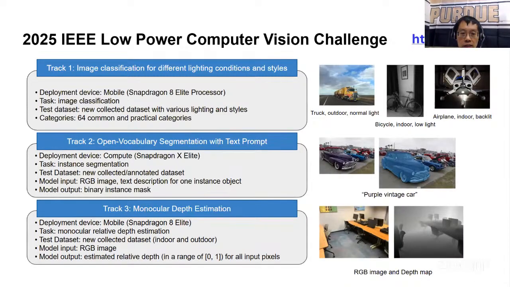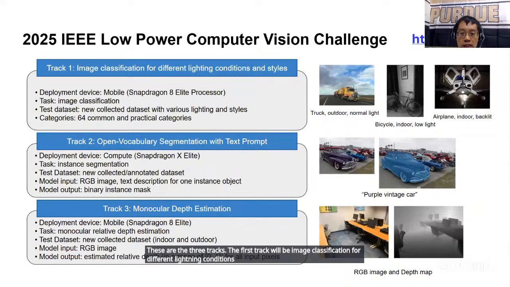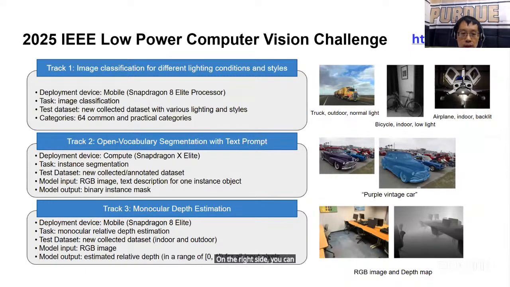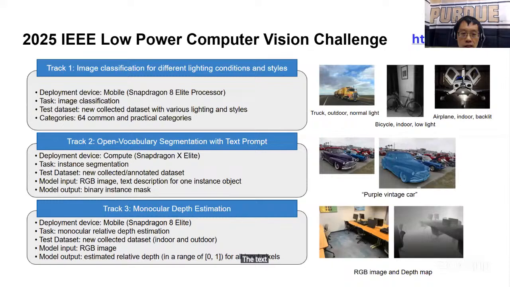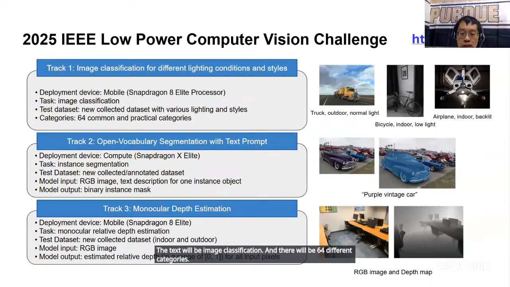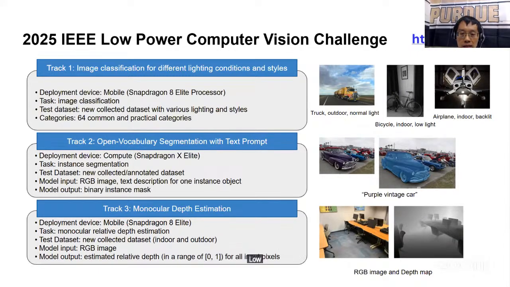These are the 3 tracks. The first track will be image classification for different lighting conditions and styles. On the right side, you can see some examples of images. Since we want to run this on low power devices, the submission will be running on Snapdragon 8 Elite processor. The task will be image classification, and there will be 64 different categories. As you can see, the images may have normal lighting, low light, or backlight.